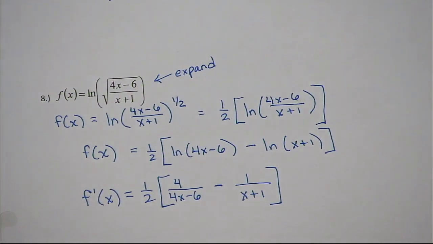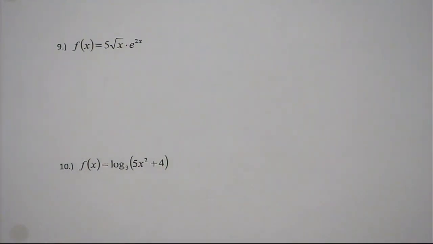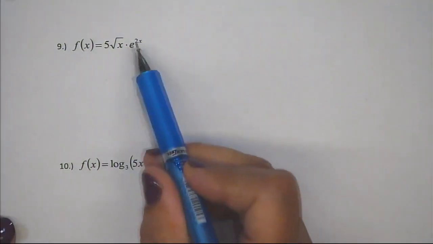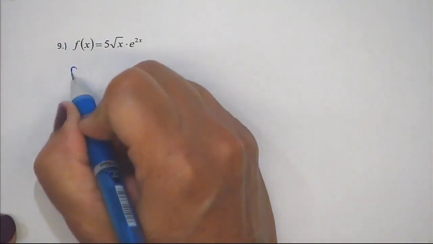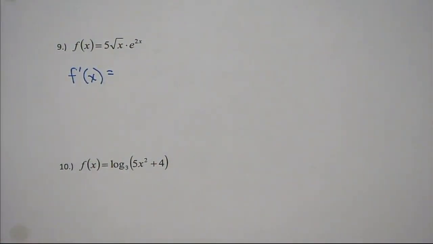All right, let's look at number 9 then, a product rule. 5 square root of x, so that's your first function, times e to the 2x. So you got two functions, we're going to do a product rule. Plain old product rule, but now we have our e's over here. All right, so we're going to start with the derivative of the first function. So derivative of 5 square root of x.